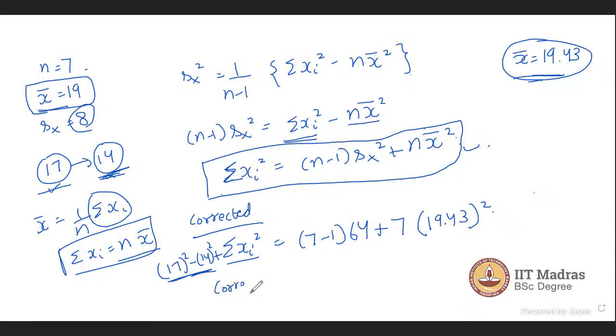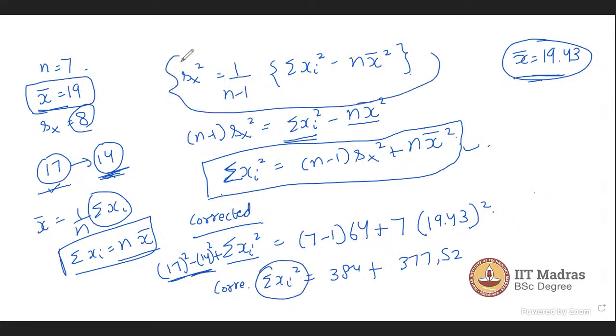So corrected summation xi square is something a bit difficult, I think. 384 plus 19.43. It's getting very long. I think you can do the calculation. I think you will get the answer now. Just find the corrected summation xi square and put it in this formula. You will get it, no matter what.